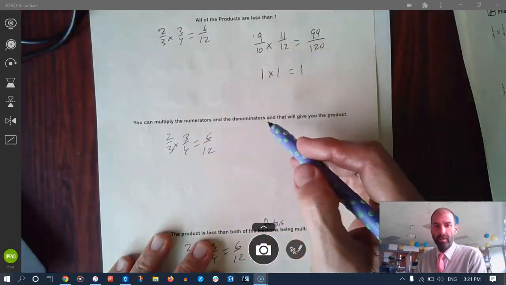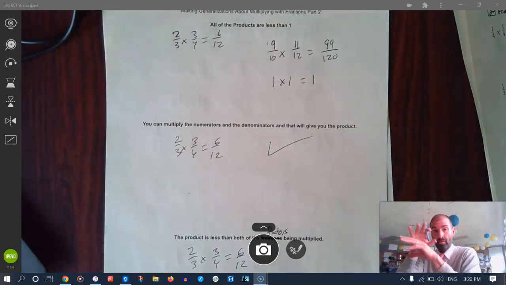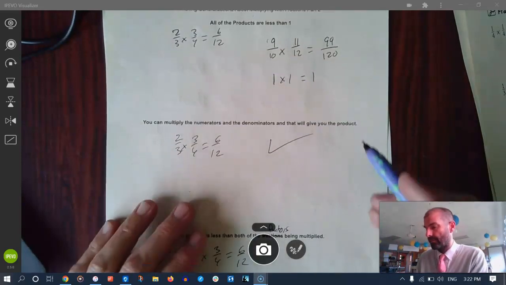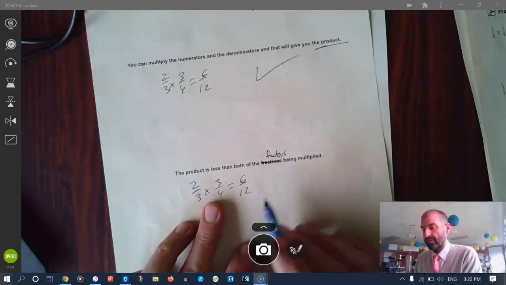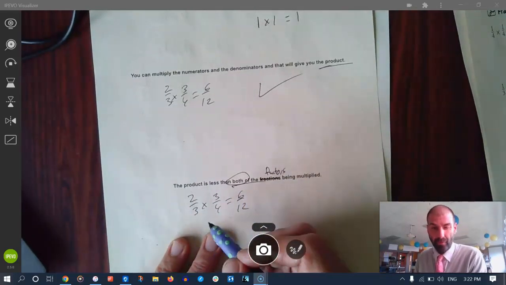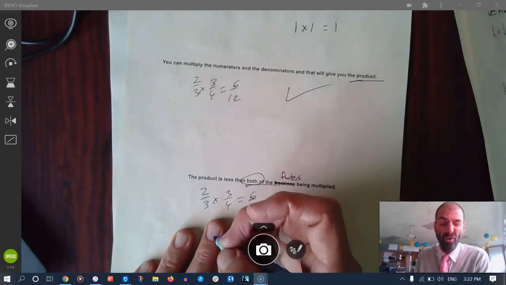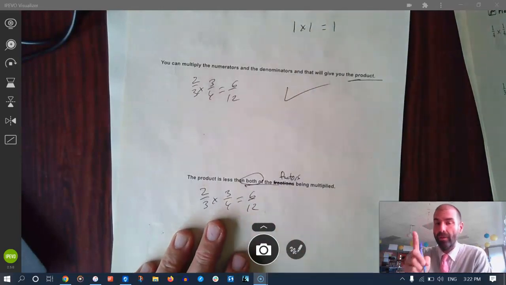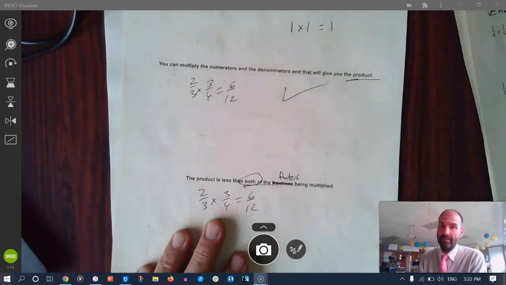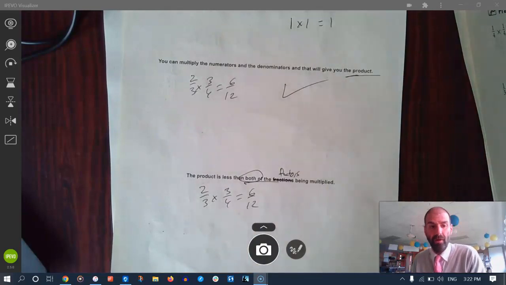You can multiply the numerators and denominators, and that will give you the product. Yes. So anything that we do, we can change it into an improper fraction or proper fraction, multiply those numerators together and the denominators, and that will give us the product. The product is less than both. Okay, it's only less than both when they're proper fractions, just like it's the only time that they're less than 1. And it's always less than one of them. If you are multiplying by a fraction that is less than 1, your answer is always going to be less than one of the factors. Okay. Sometimes it's both if they're both proper fractions.